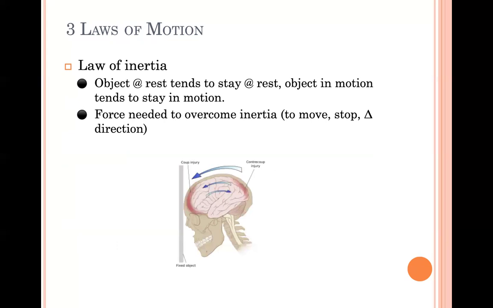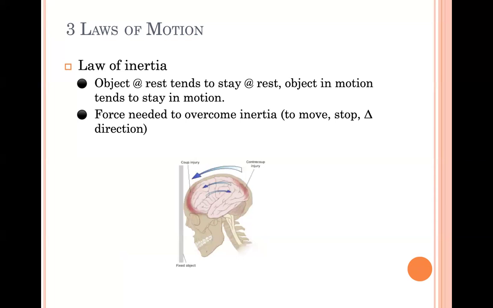So we have three laws of motion. All three of them were developed by Isaac Newton. We have the first law, which is the law of inertia. An object at rest tends to stay at rest, and an object in motion tends to stay in motion. The force needed to overcome inertia to move, stop, or change direction.